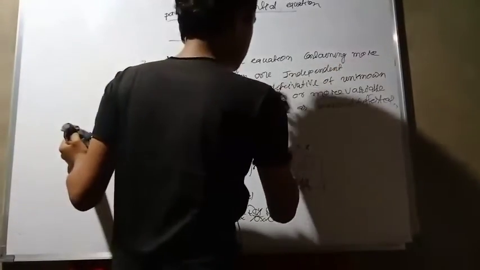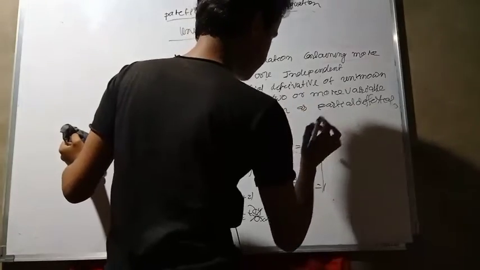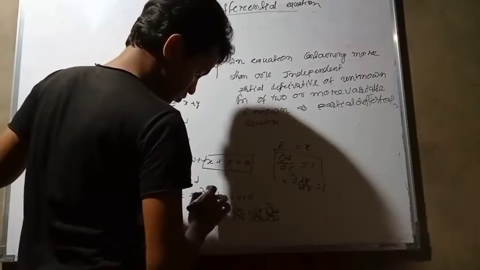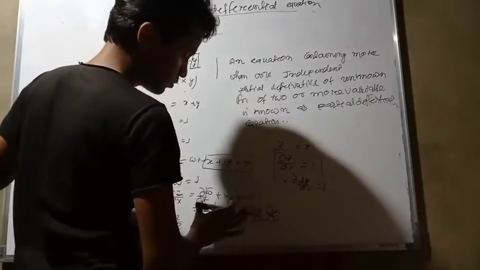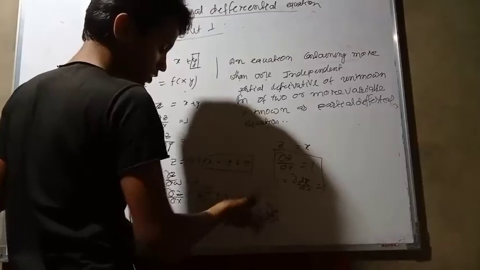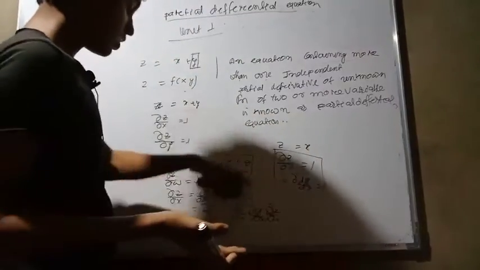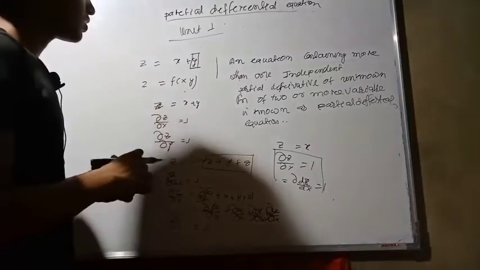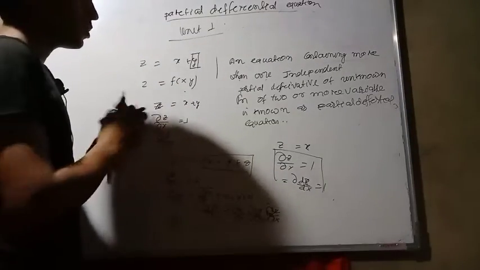A partial differential equation has one independent partial derivative of a function of two or more variables. Here I have taken two variables. Here I have taken more than two variables, and the partial derivatives are occurring four times. So this type of equation is called a partial differential equation. That's about the definition.